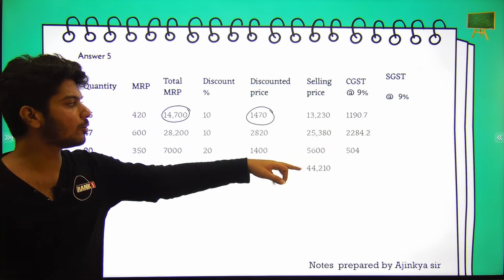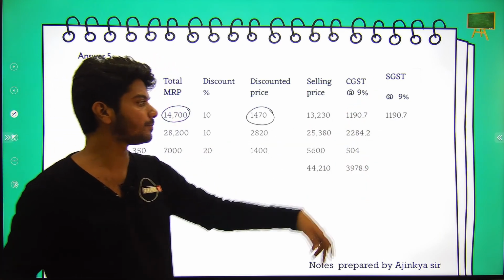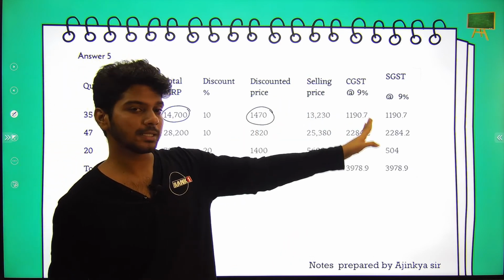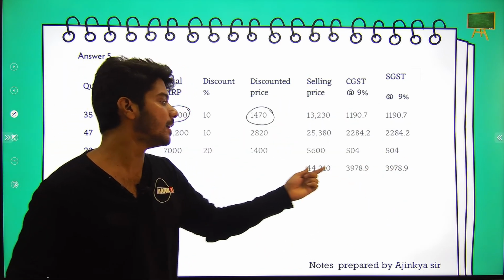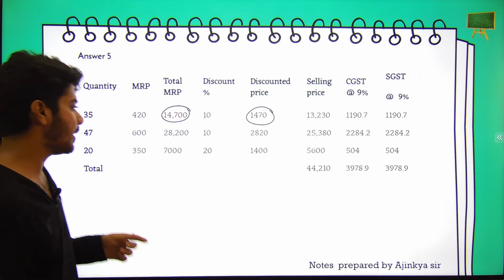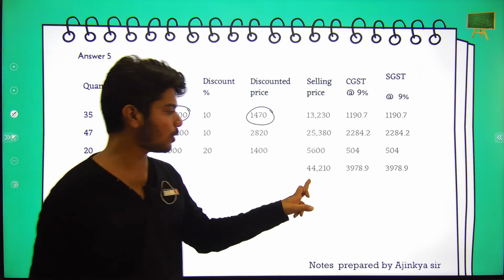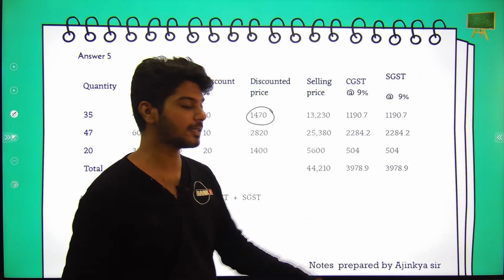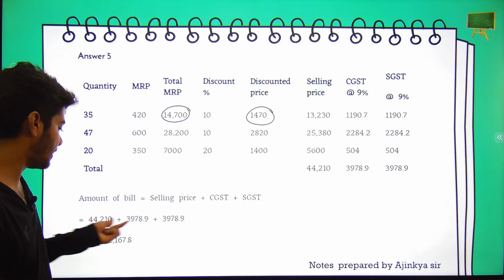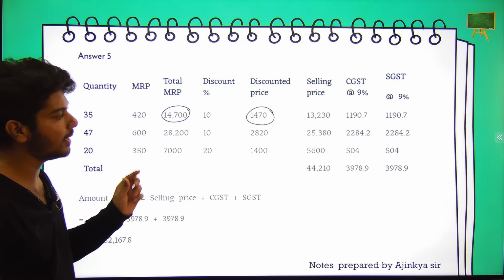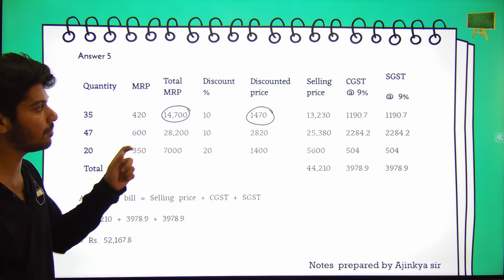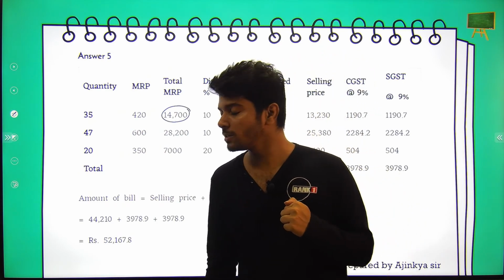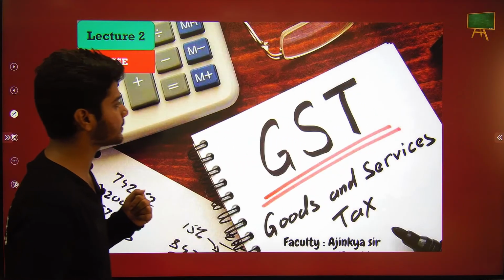Okay, so this is how the calculation is done. SGST. In this case, selling price plus CGST plus SGST is the total price. Okay, the amount on the bill would be 44,210, with everything added. See here, this will be the amount on the bill. Just make a small change in the sum as I discussed in the part. So this was all about your first part.